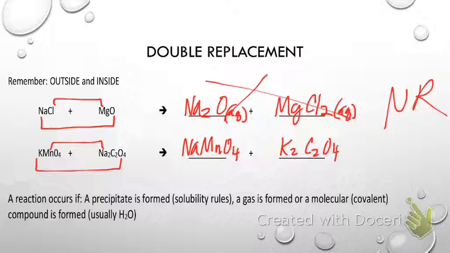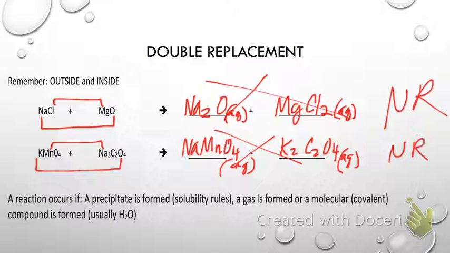K2C2O4. Now we're going to check our solubility rules. What do I notice about both sodium and potassium? They are group 1 metals. Both of those are going to be aqueous. Don't worry, we'll do some that are not.